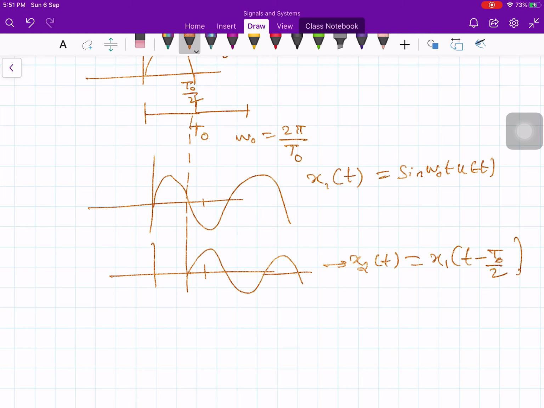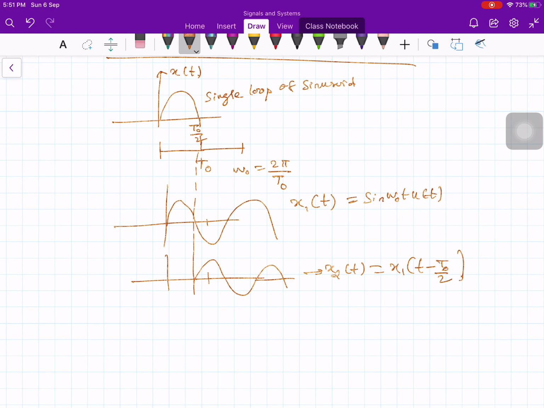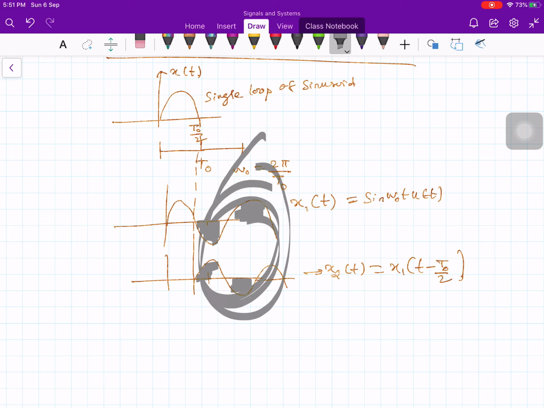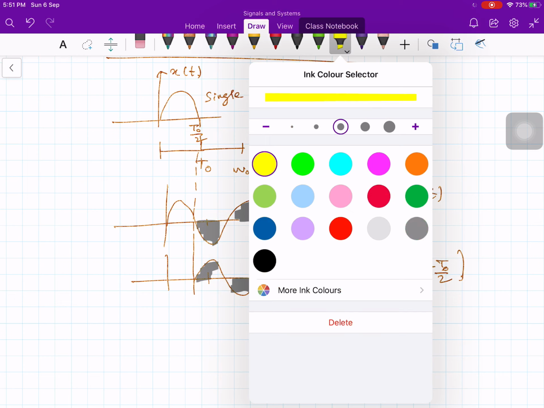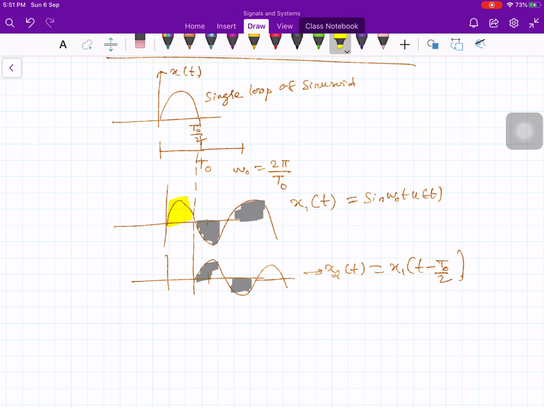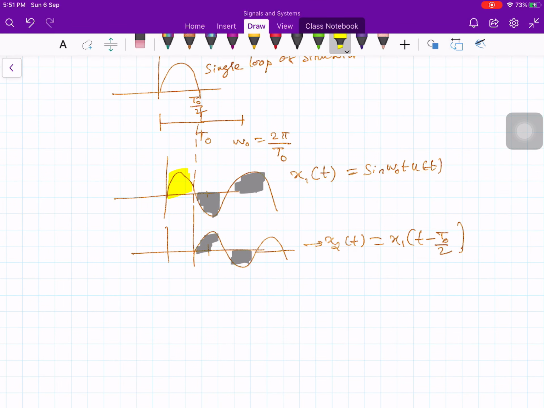If you add these two, what happens? Here I have the negative area, and here I have a positive signal, and here positive, and here negative. If I add all these terms, then this entire portion will be 0. Only one portion survives, this portion alone. So if you add x1 of t and x2 of t, this is what you get. Therefore, if you add the Laplace transforms of x1 of t and x2 of t, your job is done. By using the linearity principle, we can easily get the Laplace transform of a single loop sinusoid.